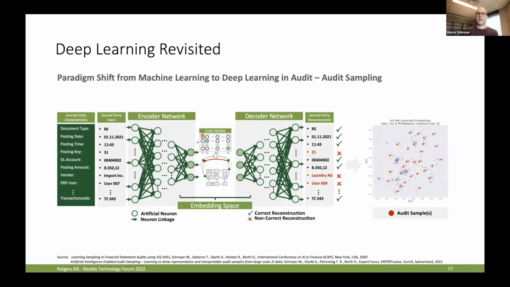And these code vectors should also be used for the reconstruction of our journal entries, meaning we want to achieve, based on these code vectors, which can snap to one of the journal entries that we have in the data set. And based on these code vectors, we want to reconstruct the majority of the journal entries correctly. So we have a dual learning objective here.